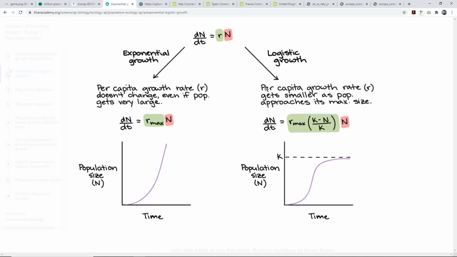So the key difference being exponential growth continues to grow indefinitely, whereas logistic growth will see a curve which is more of an S shape when you look at the total number of people infected, number of people hospitalised, number of people that recovered, number of people that died.